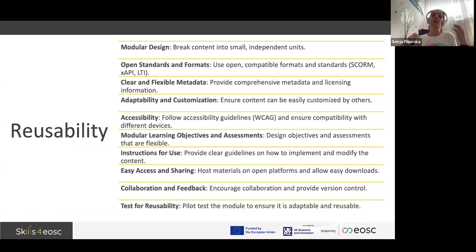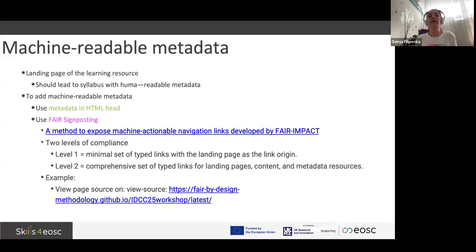So all of this, like modular design, open standards and formats, flexible metadata, the possibility to adapt, the accessibility of the learning resources, the instructions for use, easy access and sharing, the possibility for collaboration and feedback, everything increases your reusability. So the minimum is license and attribution. Everything else from this list that you do additionally makes your learning materials more reusable by others. Now, one of the things that is kind of important here, and we still don't really use it a lot for learning materials, is machine-readable metadata.